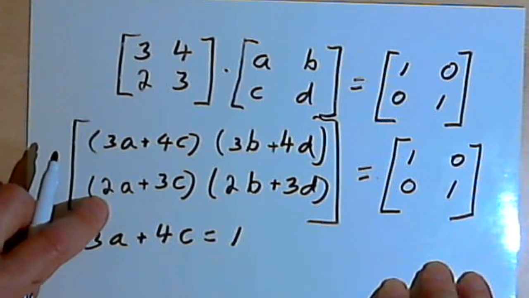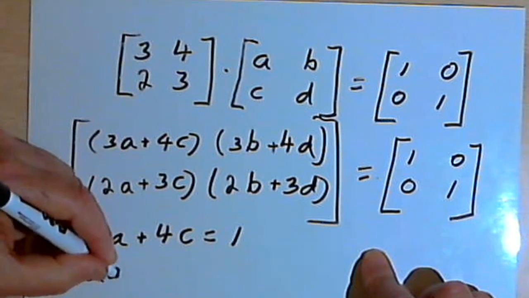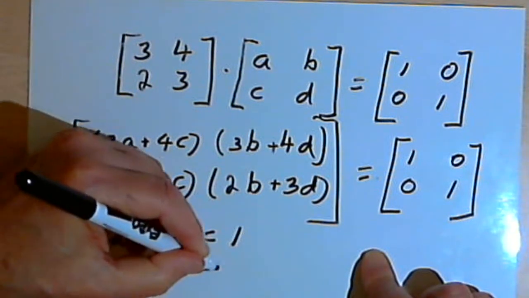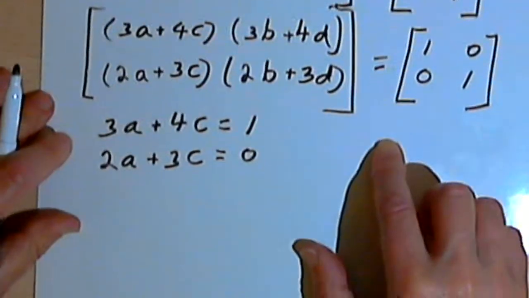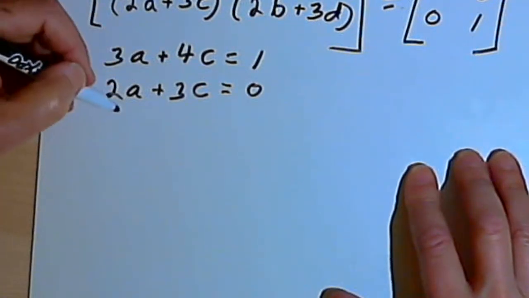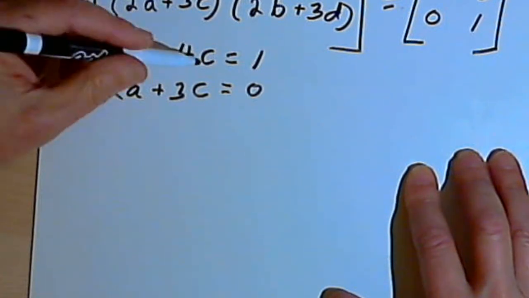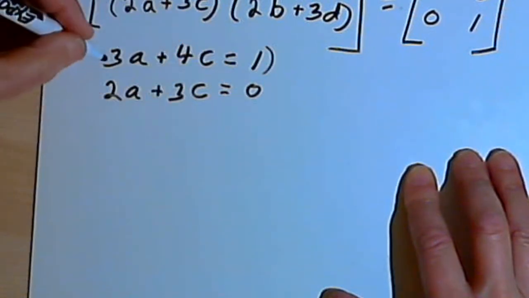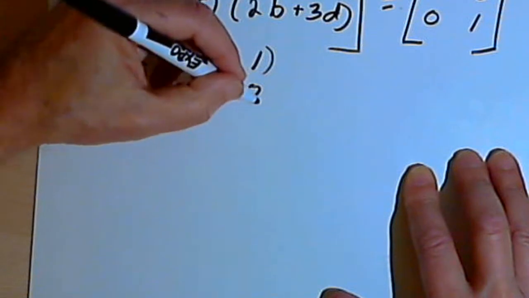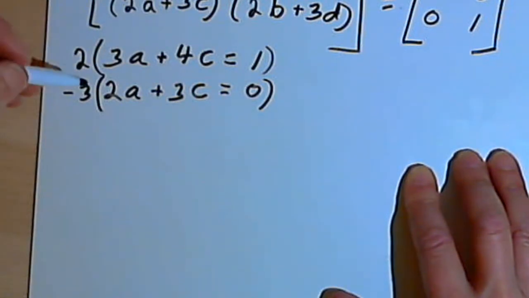Now if I go to the second row, first column, I've got 2A plus 3C, and that would have to equal 0. What I've got now is a system of two equations with two unknowns, so I can solve this system and find out what A and C are. To solve that, I'll take the first equation and multiply it by 2. I'll take the second equation and multiply it by -3.